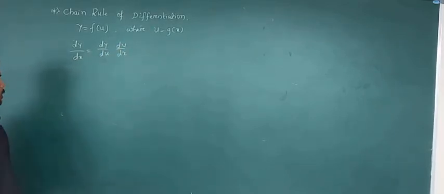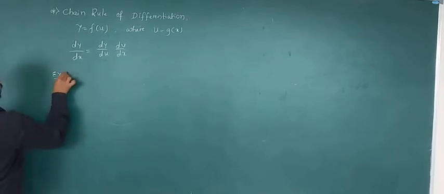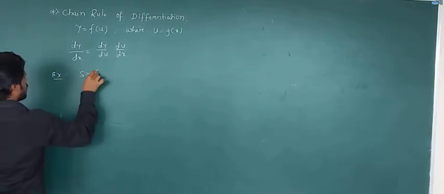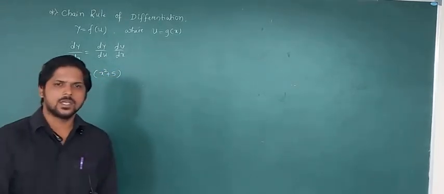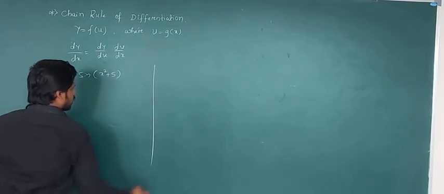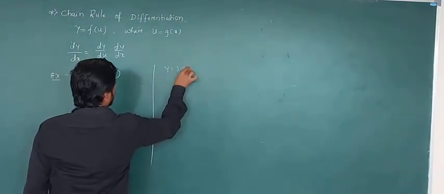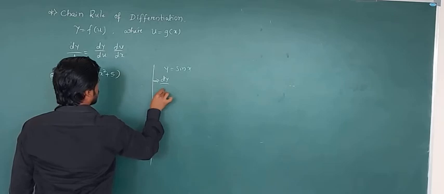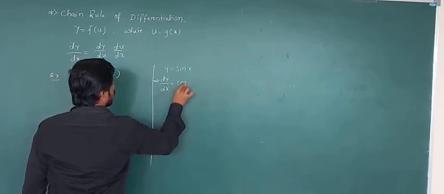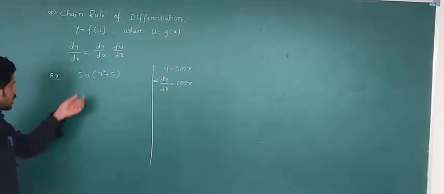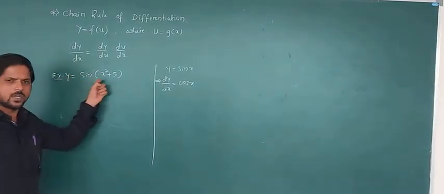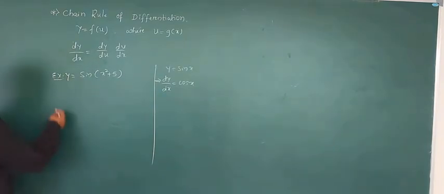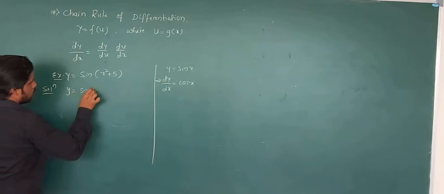So consider one example. What is y here and what is u? Suppose sine of x square plus 5. As we know, if y equal to sine x, then the differentiation of this function, dy by dx, is equal to cos x. But here we have y equal to sine of x square plus 5.